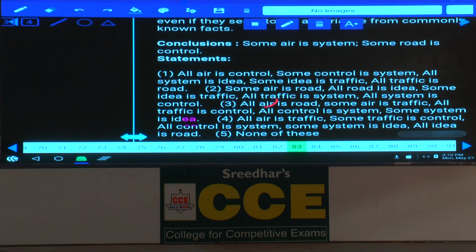Then coming to the third one, all air is road, some air. Now air is distributed here, and the middle term is cross and cross, and some road is traffic, isn't it? Some road is traffic. Next one, what is the other statement here? Then all air is control, all traffic is here, and control is here. Control should be as it is present here, traffic should go, and road should come. Traffic and road, there must be a statement between traffic and road. Tell me, is there any statement between traffic and road?